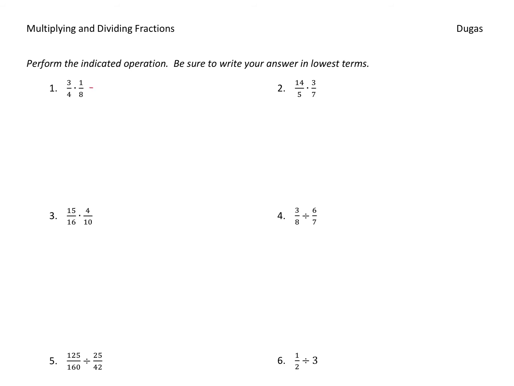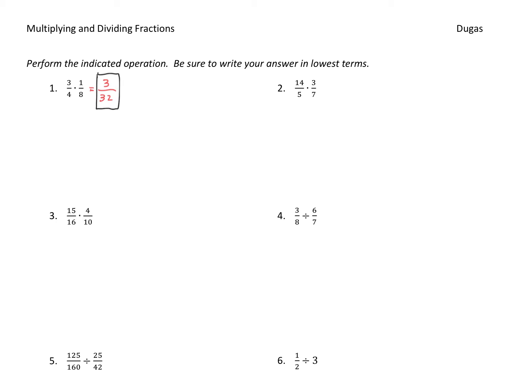So in this case, you would multiply numerator times numerator, so 3 times 1 is 3, and then denominator times denominator, so 4 times 8 is 32. And then you would try to reduce the fraction. 3 and 32 do not have any common factors, so that would be your answer, 3 over 32.